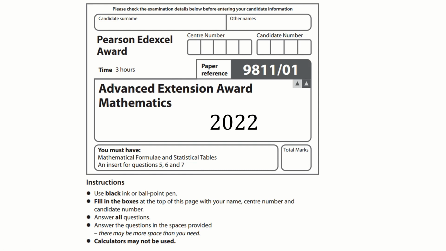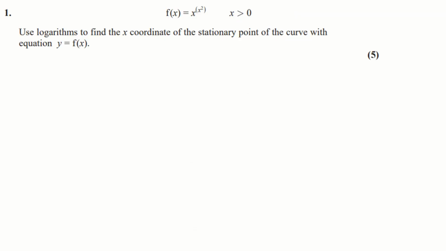This is the Advanced Extension Award from 2022. It's 3 hours long, you have no calculator, so you just got to sit here and think about maths really hard for a long time until you get stuff. This first question was by far the easiest on the paper.